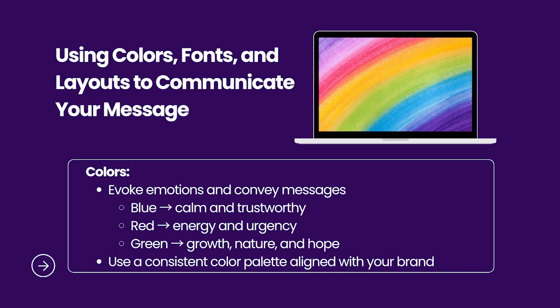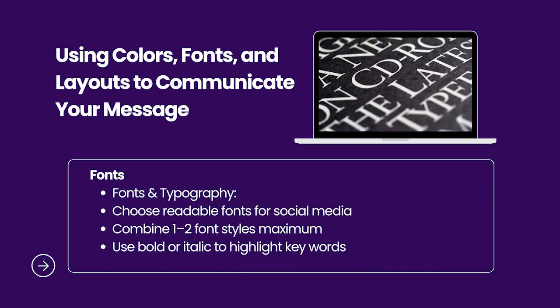So still about the fonts and the typography, I've told you about colors. Then when it comes to fonts and typography, it's important that you choose readable fonts for your social media platforms, and you can combine 1 or 2 font styles maximum. So maximum you can use 2 fonts. Yeah, for example, I like Merriweather and Poppins. That's what I use. So use a maximum of 2 fonts, not more than 2, either 1 or 2. Then use bold or italic to highlight keywords. If you have keywords, you either put them in italic or you put them in bold.